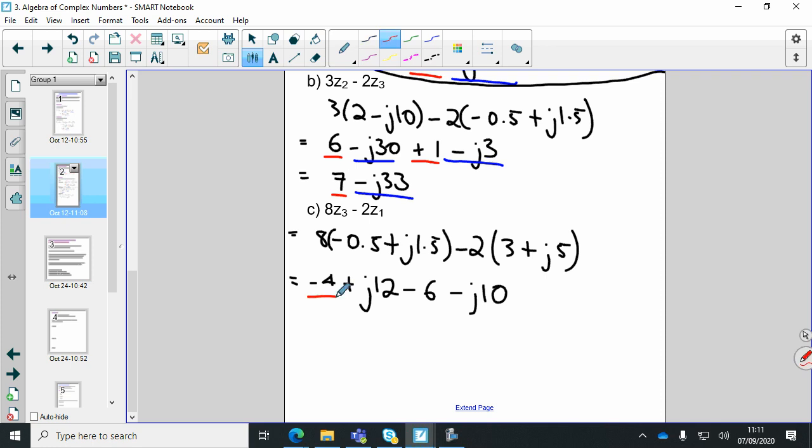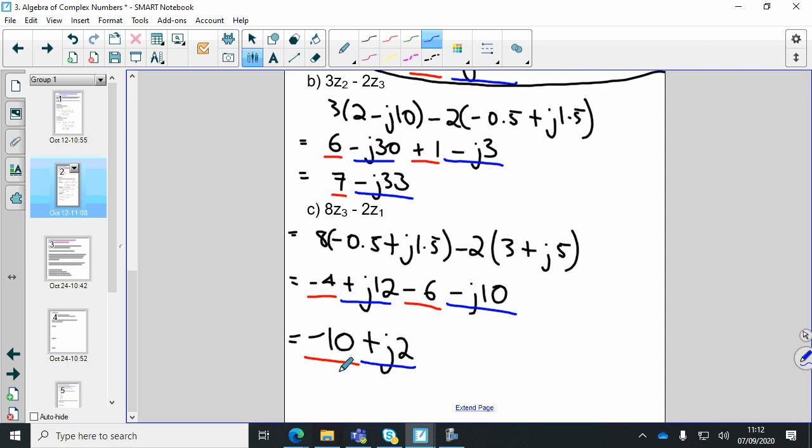So the real parts, we've got minus 4 and minus 6. And the imaginary parts, we've got J12 minus J10. So looking at the real parts, we've got minus 4, minus 6, giving me a total real part of minus 10. And the imaginary parts, I've got a total of plus J12 minus J10, so that is plus J2. That is your real part. That is your imaginary part there. Okay. So that concludes the lecture for today.